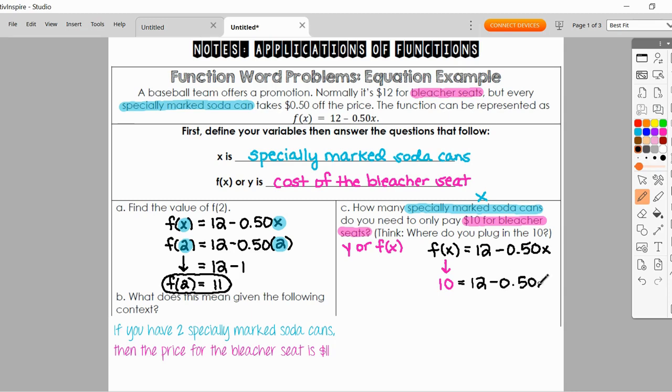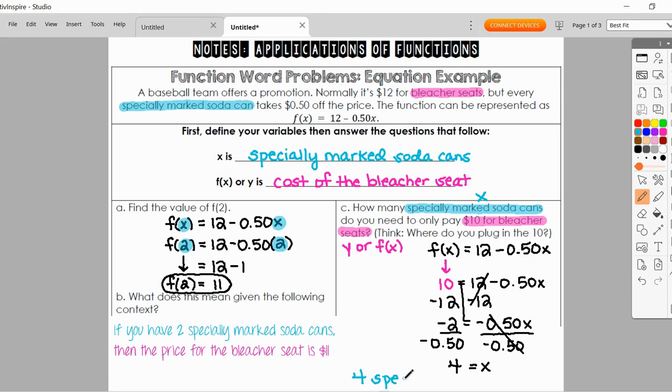Solving it by hand, we subtract 12 from each side, getting my x by itself, closer to the goal. But now I have a negative 0.50 multiplied to x, so I have to do the opposite, which is division. What I do to one side, I do to the other, and it cancels out on the right, and I do that in a calculator on the left to get 4. Now that is going to be my answer, but let's put a unit on it to answer the question. How many specially marked soda cans? The answer is going to be 4 specially marked soda cans.